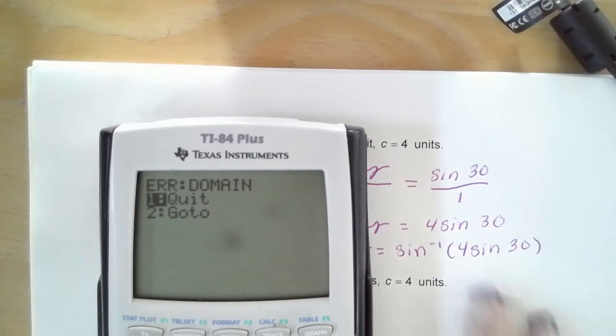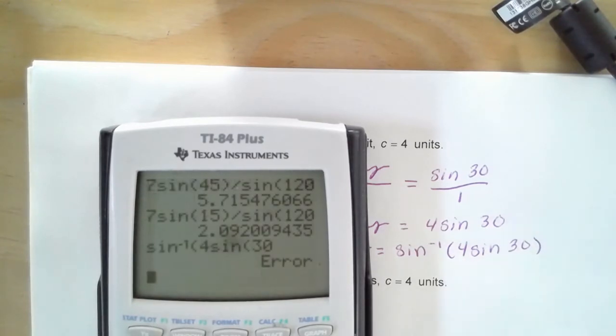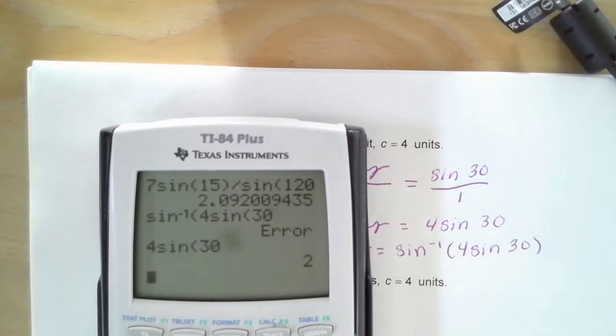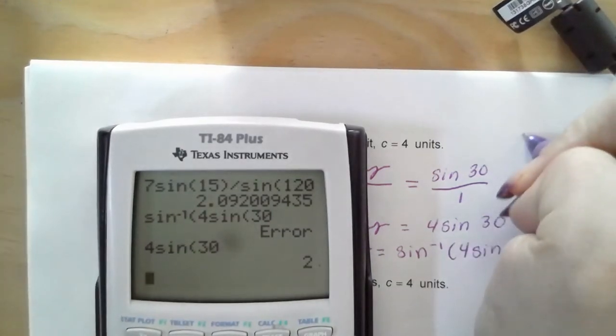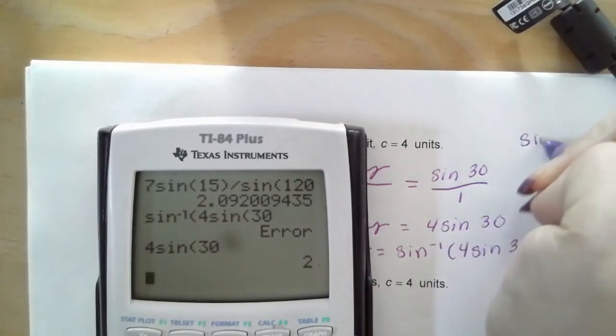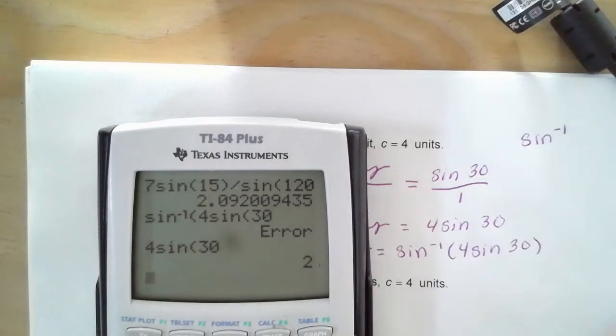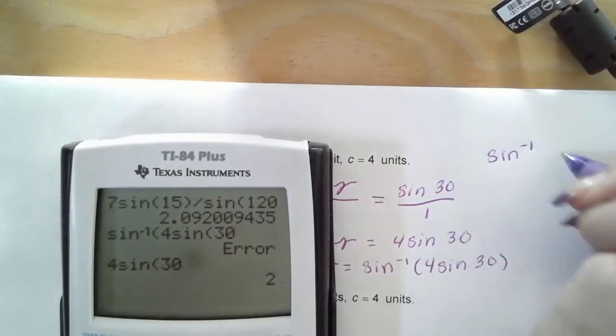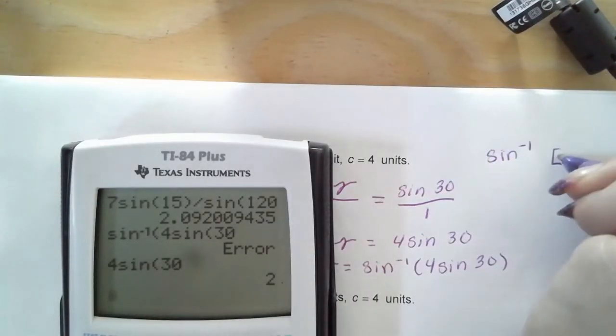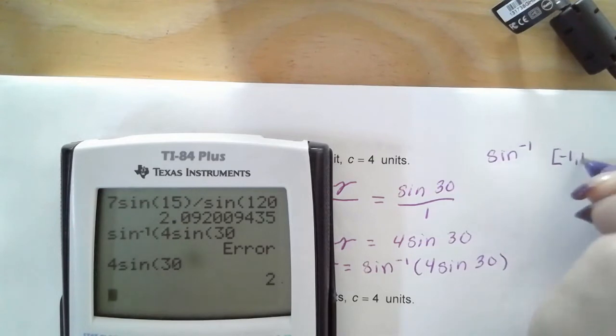Well, let's break this down further. Let's actually do 4 sine 30. 4 sine 30 is 2. But what is the domain of an inverse sine? Well, let me write that down so you guys see what I'm talking about. Inverse sine, right? That domain is from -1 to 1.